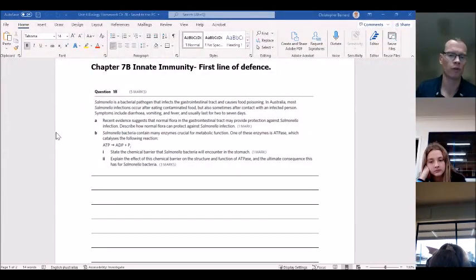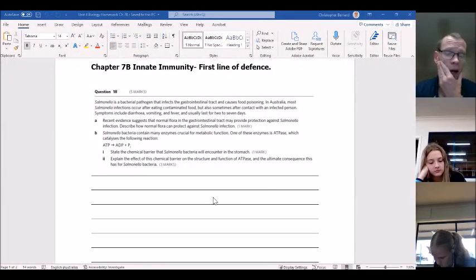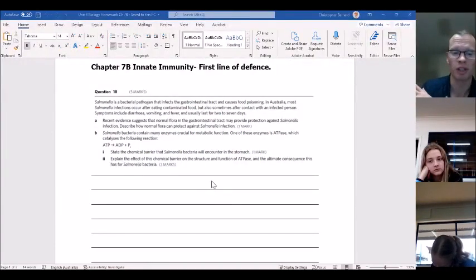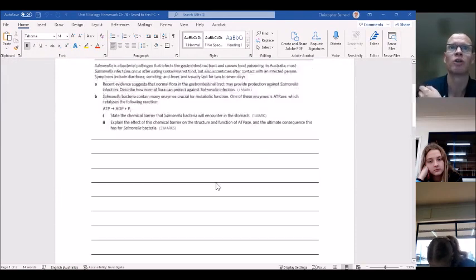What is the ultimate consequence for the salmonella? It'll die. It can't break down ATP, it'll die. Yep. Most salmonella, if you ingest it, most of the time your stomach acid will actually kill it. It obviously doesn't always work, which is why we still get salmonella food poisoning.